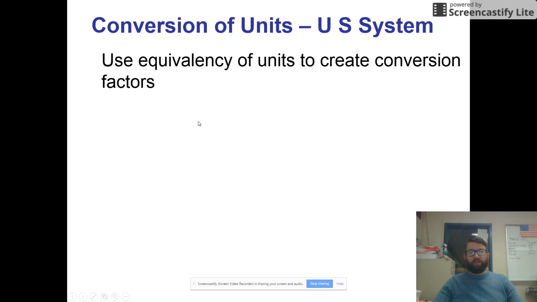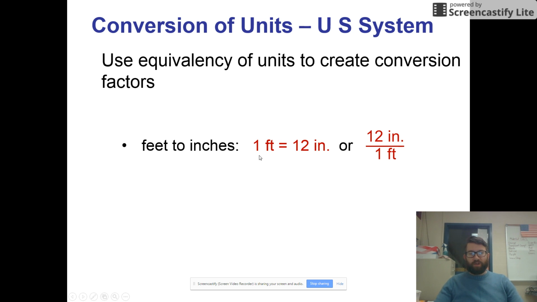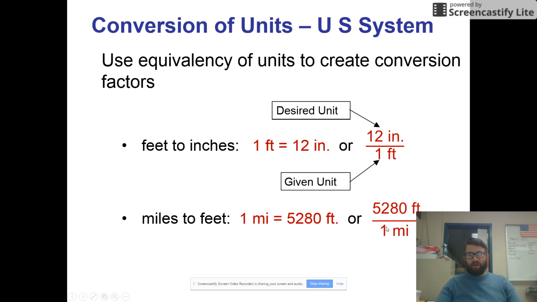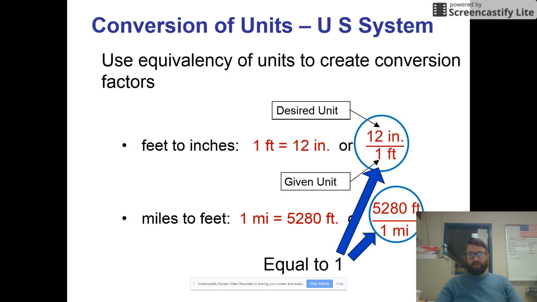So we can use equivalency of units to create conversion factors. This is in the US system. Feet to inches. So 1 foot equals 12 inches written horizontally. Or if I write it vertically, 12 inches over 1 foot. So this fraction, if we were to divide this out, would equal 1. So desired unit and then given unit. Or miles to feet. 1 mile equals 5,280 feet. Or 5,280 feet over 1 mile. So it's the same equivalent going on. Both of these are equal to 1.